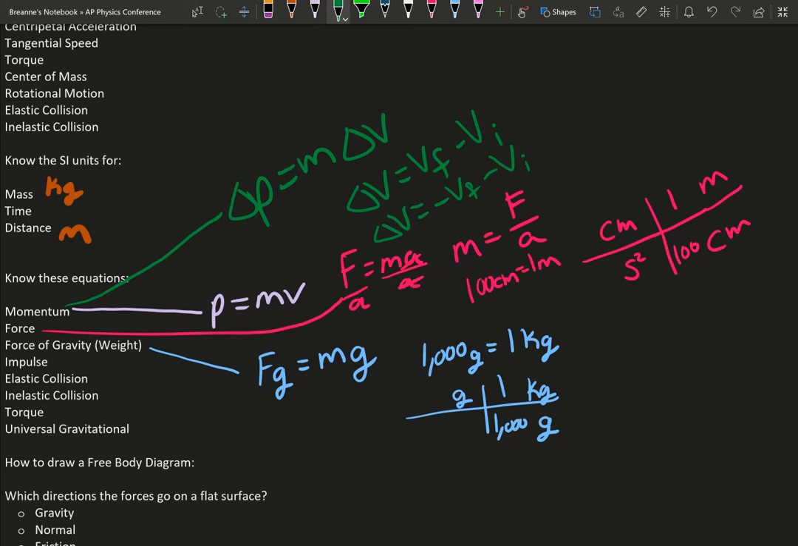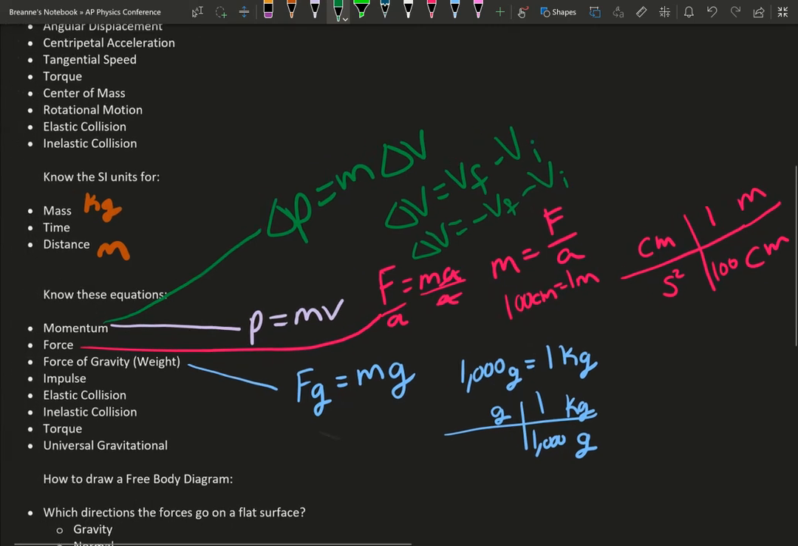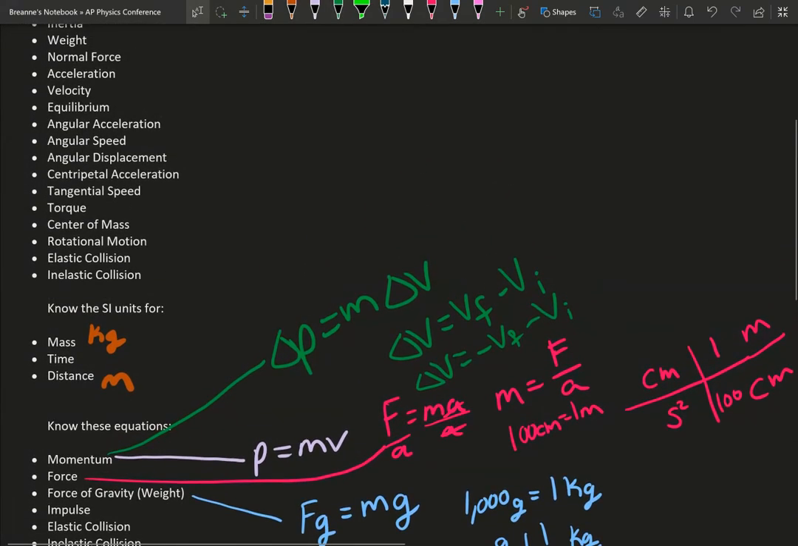So again, it's looking like a momentum question here. We have two objects that are moving. Oh, so this is where we get into collisions. So it will either be an elastic collision or an inelastic collision, according to whether they stick together or not.